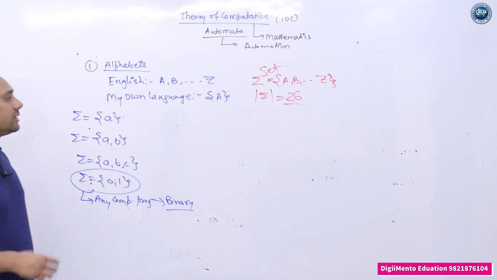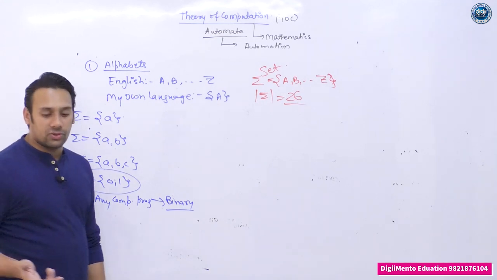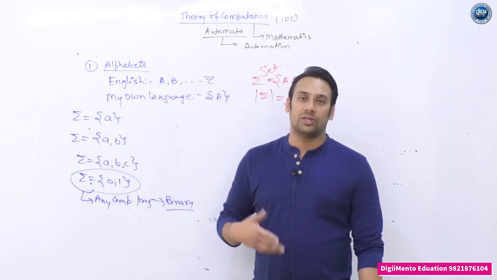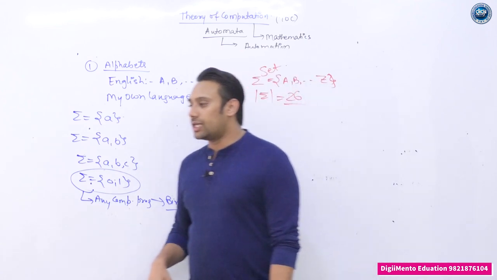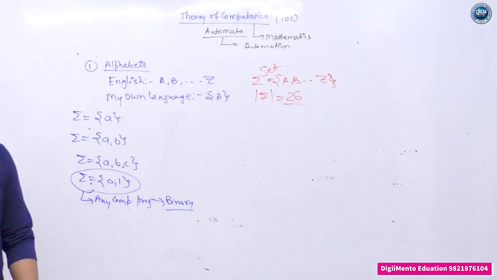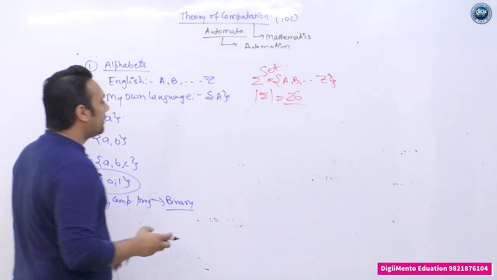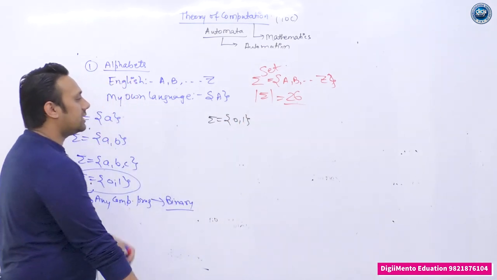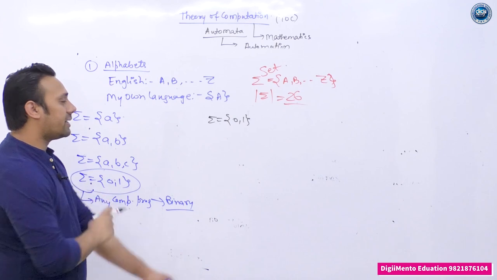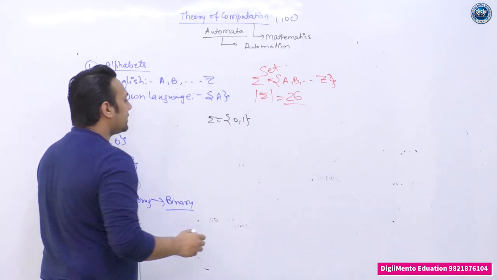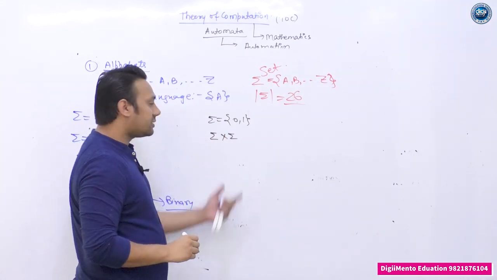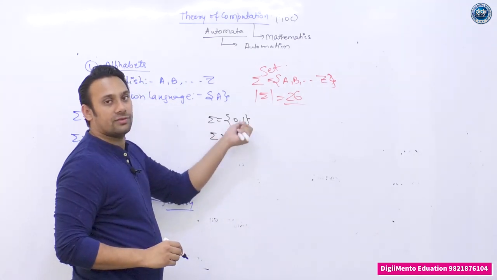So it means there are no limitations on how many alphabets you want to use. You can use one alphabet for a language, two alphabets, three alphabets, any number of alphabets for your language. You can use any number of alphabets in your language. So if I say summation is equal to 0, 1, that means it is representing the set of alphabets in my language. Okay? Now, if I say summation cross summation, that is the cross product of a set with itself.